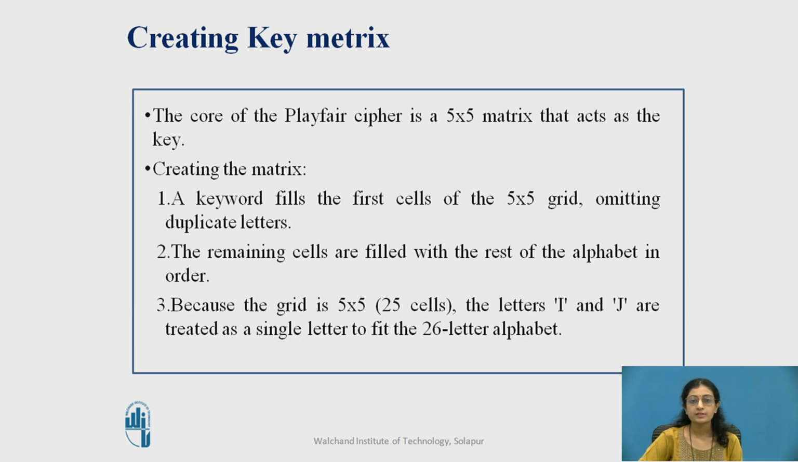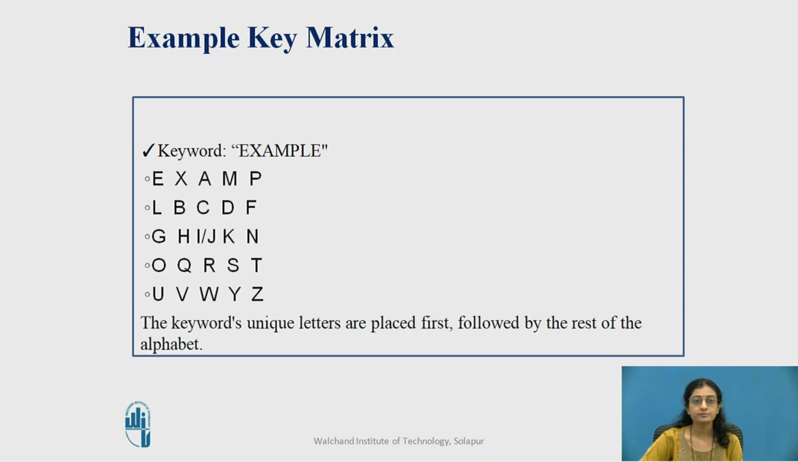So a keyword fills the first cells of the 5x5 grid, omitting the duplicate letters. The remaining cells are filled with the rest of the alphabet in order. Because the grid is 5x5, we can accommodate at the max 25 cells. So the letters I and J are treated as a single letter to fit the 26 letter alphabet. Now let's see an example of how we can make a key matrix from a given keyword.